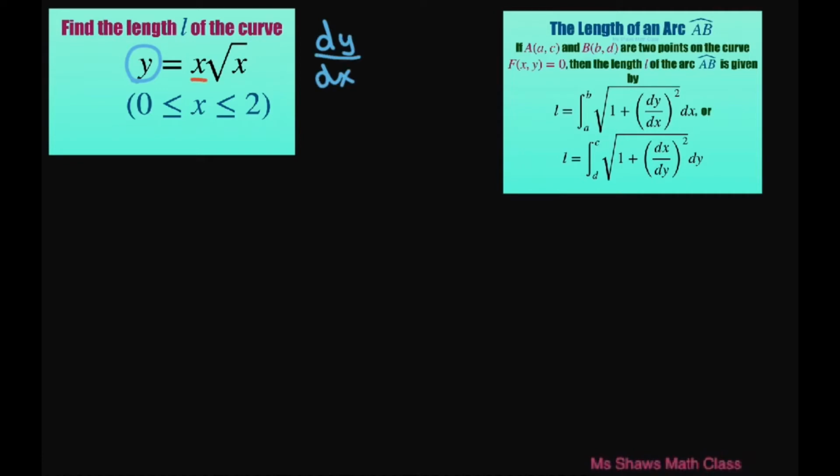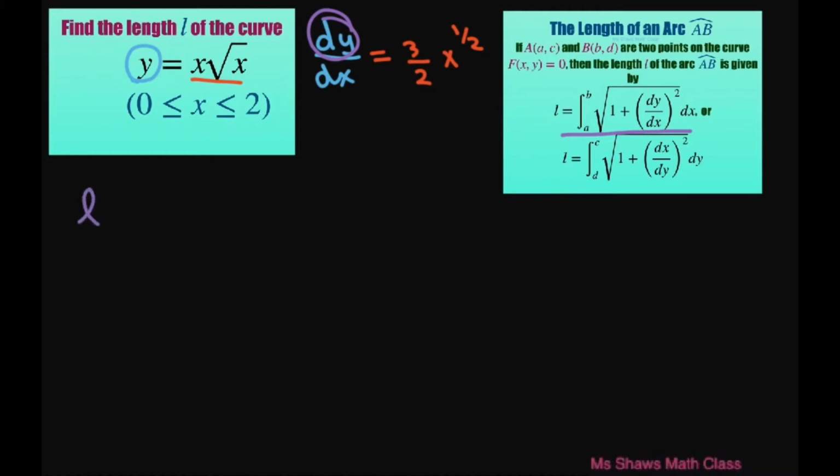Now I can write this as really x times x to the power of 1/2, which is really equal to x to the power of 3/2. So when you differentiate it, you're going to get 3/2 x to the power of 1/2. All right, now that we have that, we can just use our formula. So we're going to use this one since we differentiated our y.